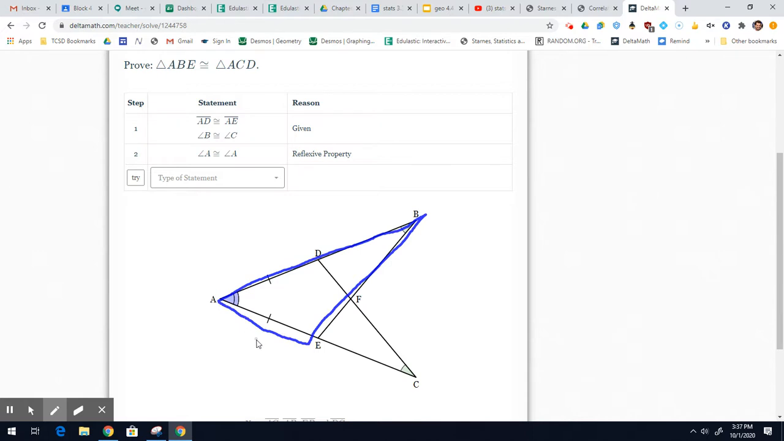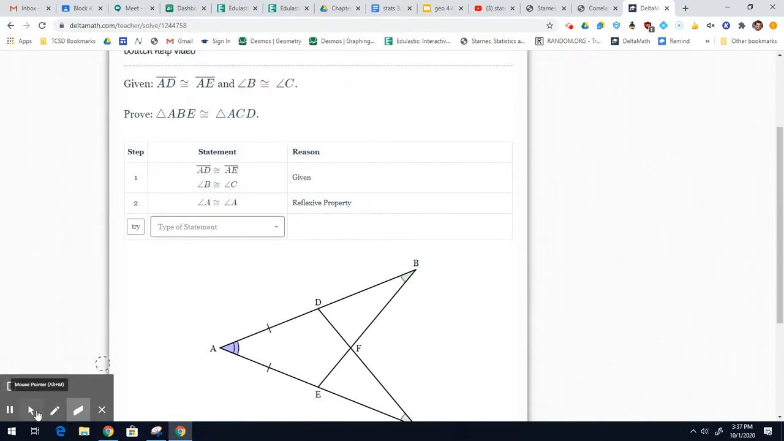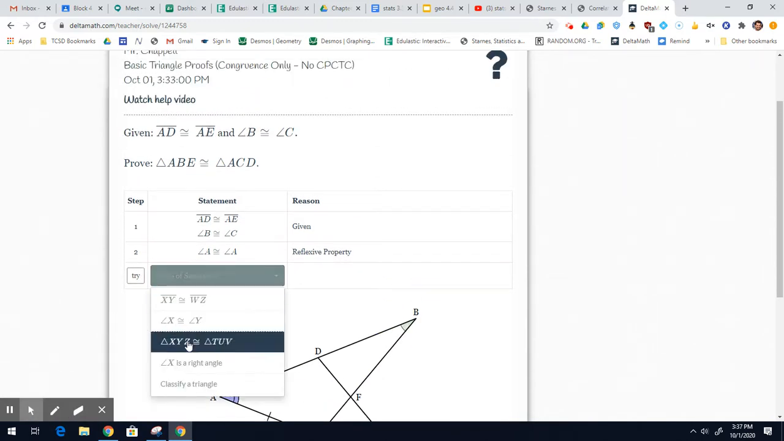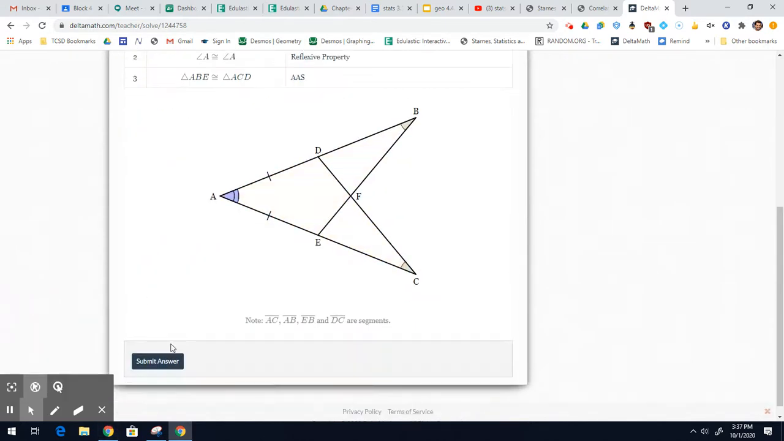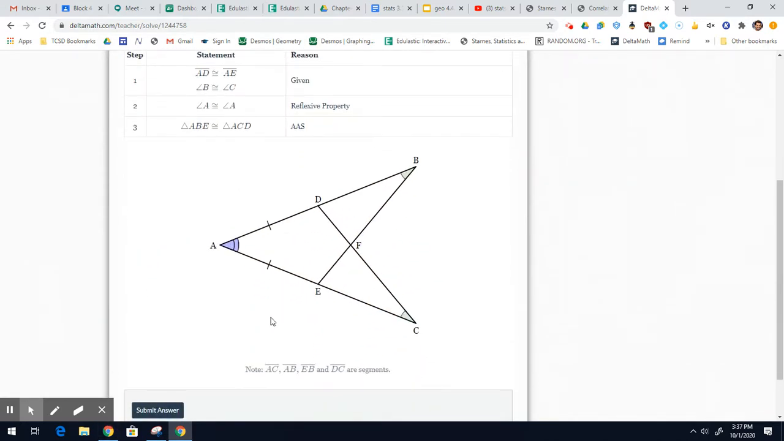Again, I have this side AE in ABE. I have this angle and I have this angle. And again, it would have to be this side in blue for it to be angle, side, angle. It's not. It's angle, angle, side. So I just have to say my two triangles, triangle ABE and triangle ACD, are congruent by angle, angle, side. Green check mark. So not a lot of work, but it's the visualization that was the tough part of this one.